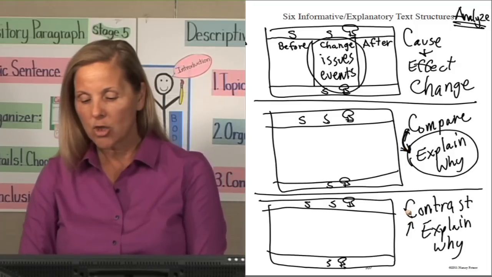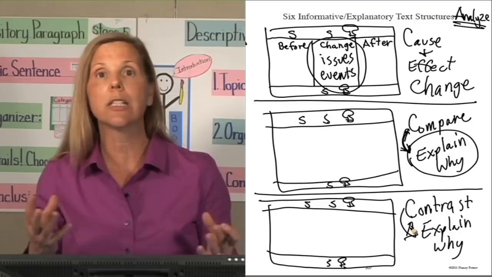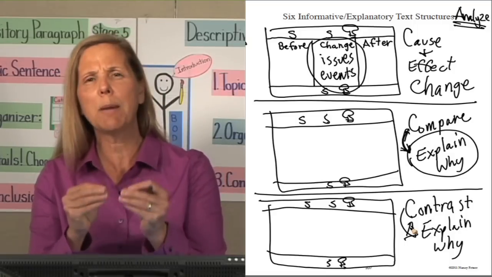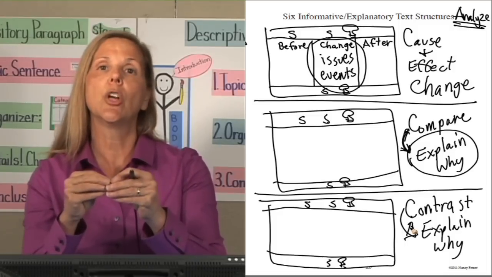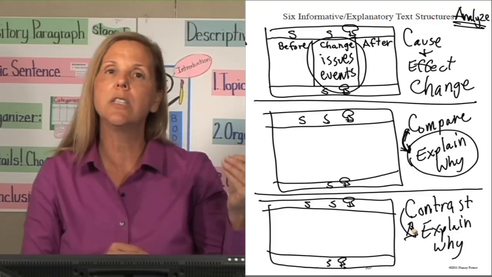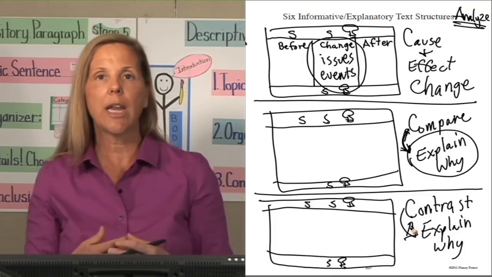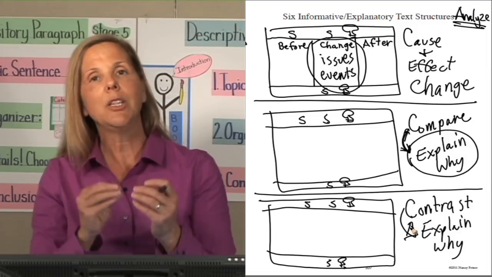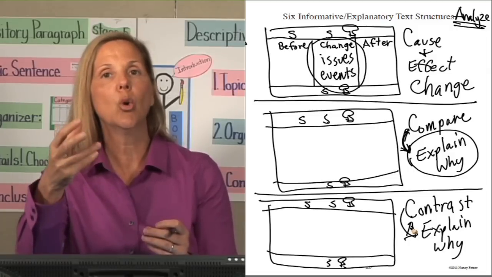Well, when I contrast, maybe I'm contrasting information I learned in science about frogs and toads. Frogs and toads have similarities, but what's my purpose here? I'm going to contrast. Why? I'm going to show that they have differences, which explains why they live in different habitats. So notice, I'm not just saying, oh, let's look why these two things are similar or why they're different. I'm using the similarities and differences to explain why.